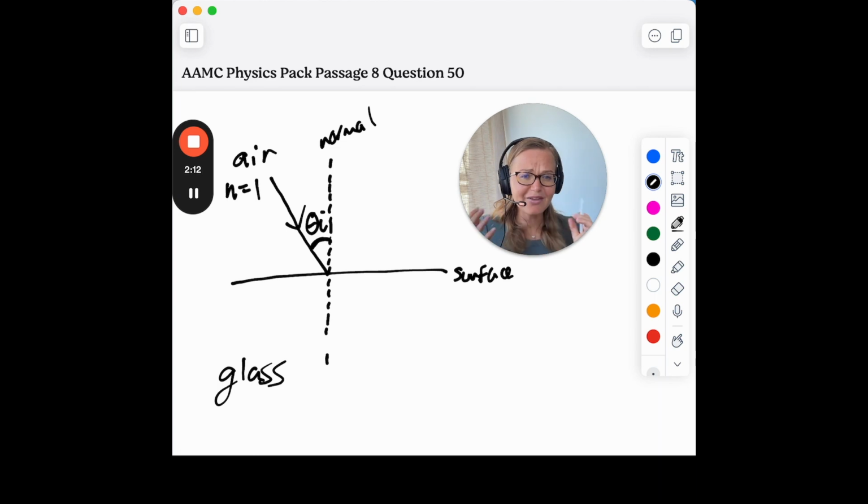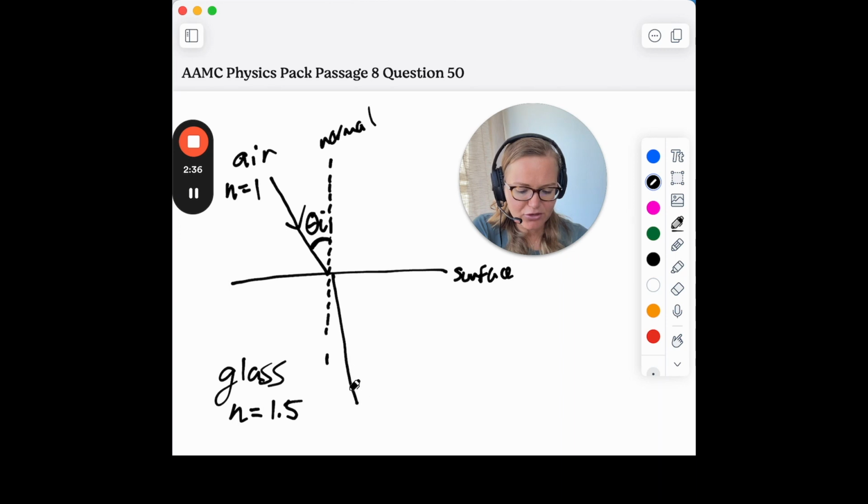N equals 1. Now the index of refraction of glass isn't given to you in the problem, but you should know that it's going to be greater than air. So it's going to be about 1.5. But you didn't need to know the specific number. You just needed to know that glass is going to be more optically dense than air. So when we transition from a medium with a lower index of refraction to a medium with a higher index of refraction, that light ray is going to bend closer to the normal.